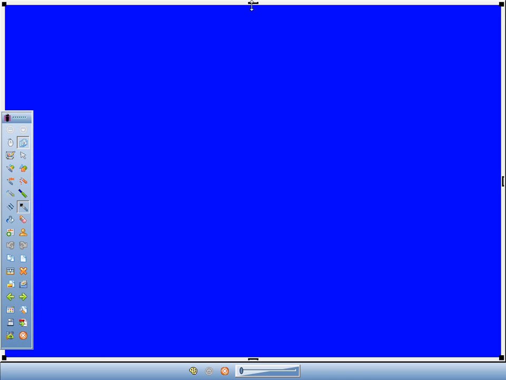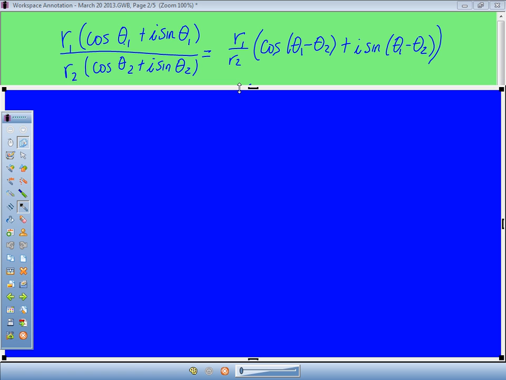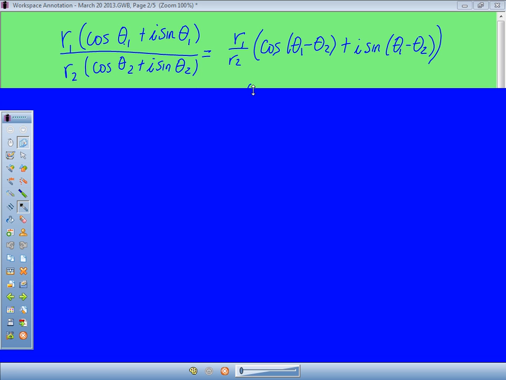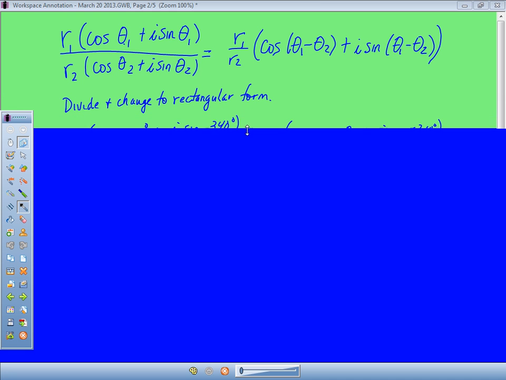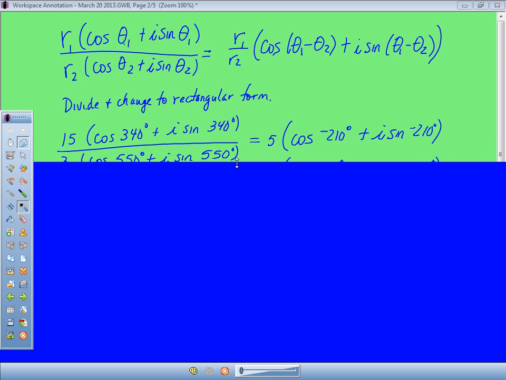When you divide, it's exactly what you'd expect. If multiplying calls for you to multiply the r's, dividing says divide the r's. And instead of adding the angles, you do indeed the opposite. You subtract them. It's the top angle minus the bottom angle. That's important. So once again, that particular formula needs to go onto your journal, the whole thing, both sides. But in reality, working the problem is way simpler than writing out the formula. In this particular problem, I'm asking you to do the division and then change it back to rectangular form.